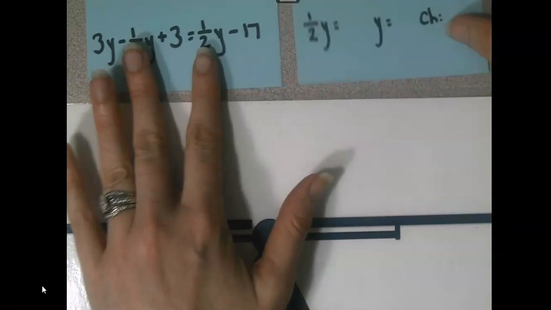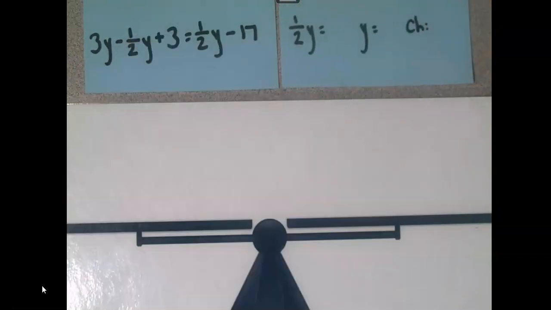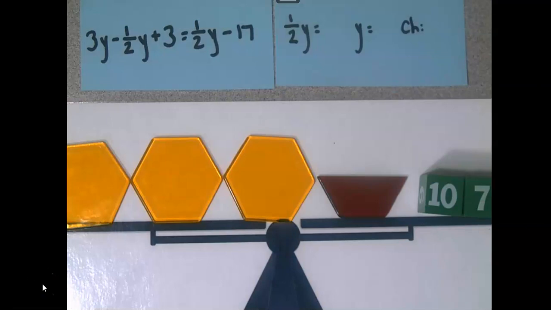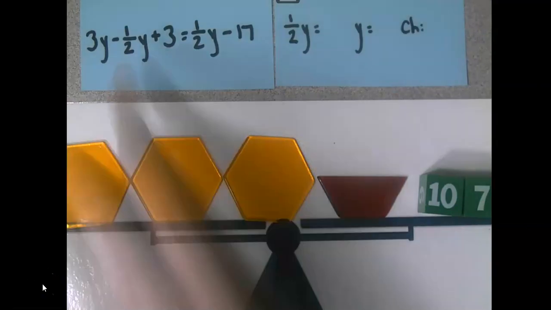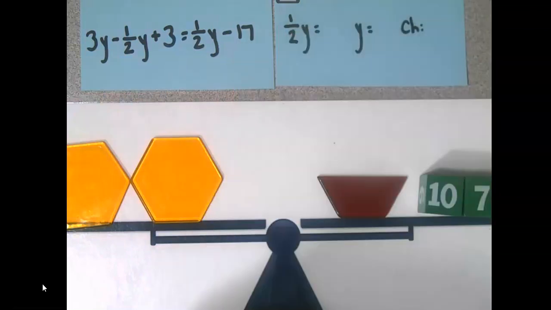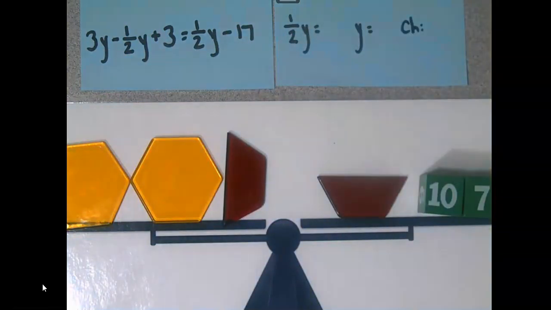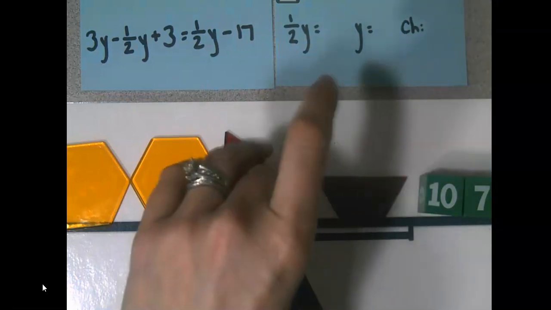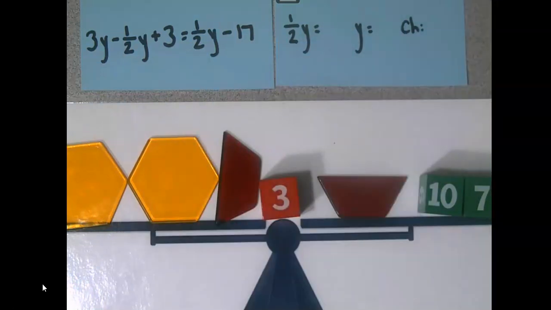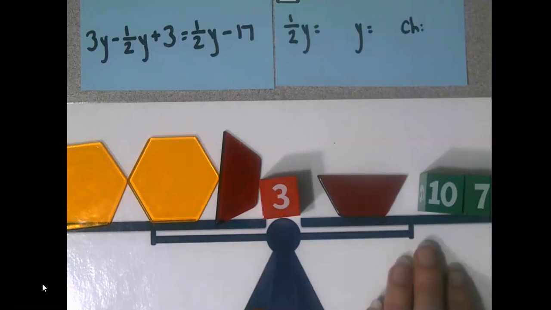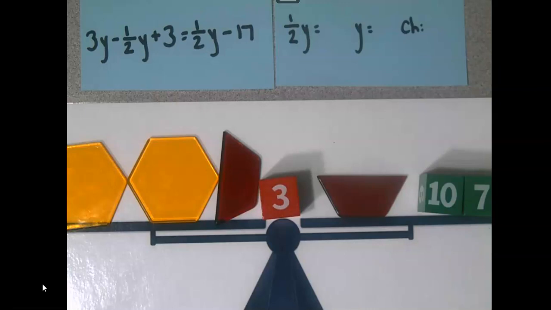So my fractional part is 1/2, so I will be solving for 1/2 of y and y. As I'm setting up this problem, I see that I start with 3y, and now I need to take 1/2 of a y away. So I will replace that with the 1/2 that would remain, and then my 3 on this side. So this is my setup for 3y minus 1/2 of y plus 3 equals 1/2 of y minus 17.